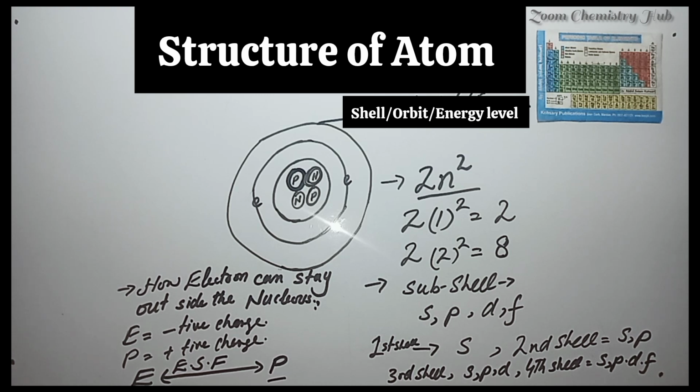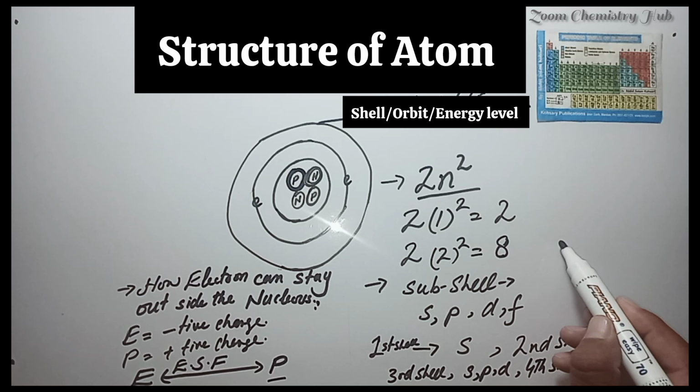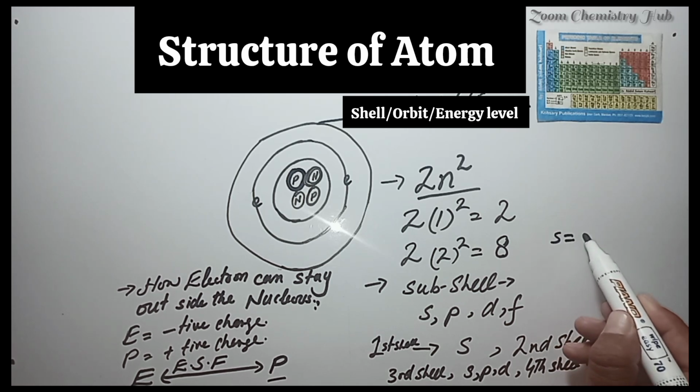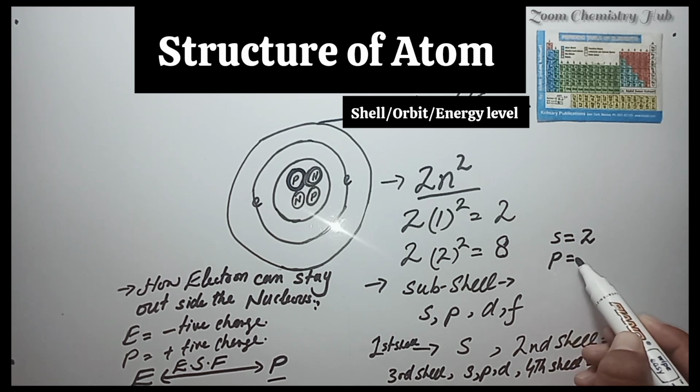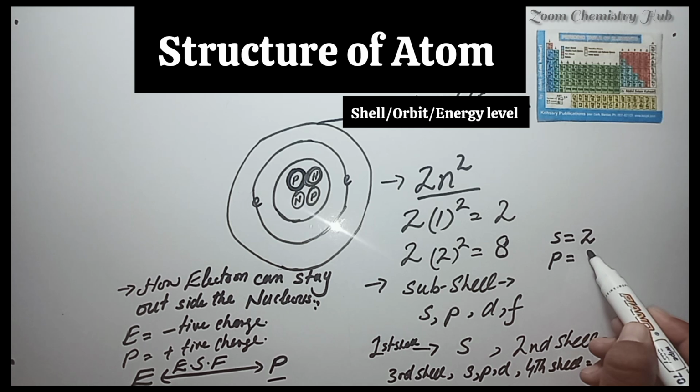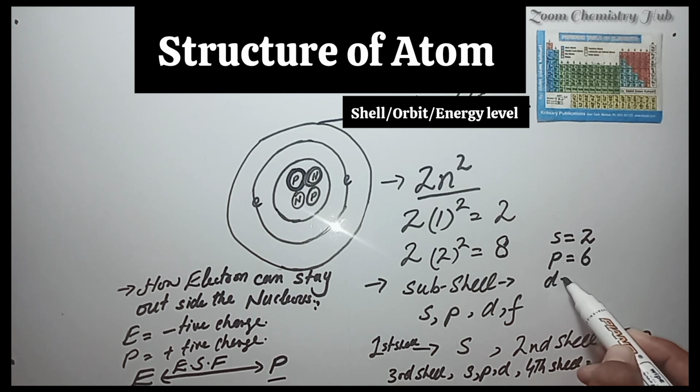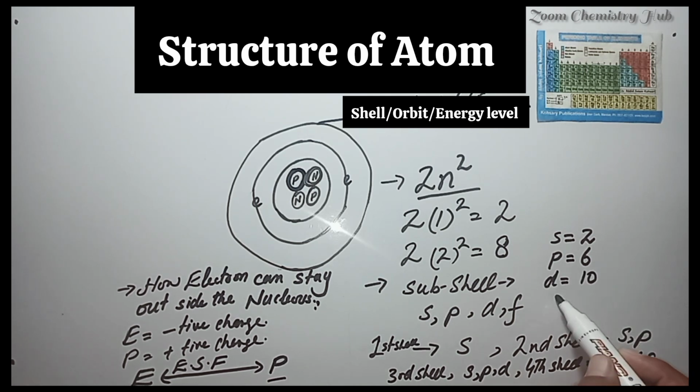And in these subshells, electrons are accommodated. The S subshell contains a maximum of 2 electrons, the P subshell has a maximum of 6 electrons, the D subshell has a maximum of 10 electrons, and the F subshell has a maximum of 14 electrons.